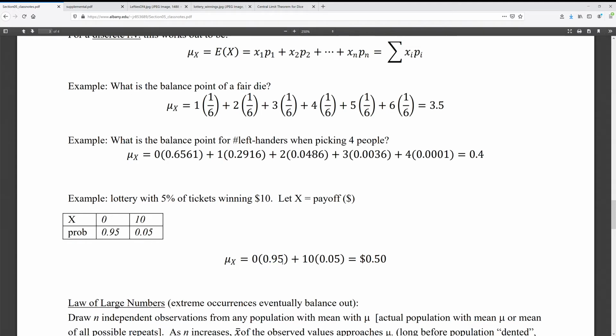0 times 95 over 100 plus 10 times 5 over 100. That is to say 0 times 19/20ths plus 10 times 1/20th. There's 19 times as many zeros as there are tens. You're not weighting them the same.